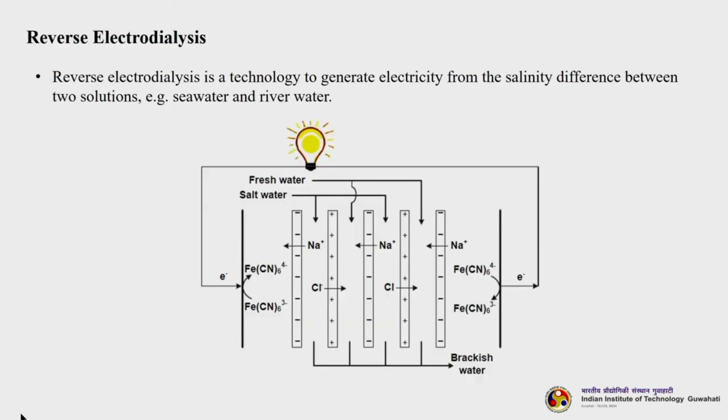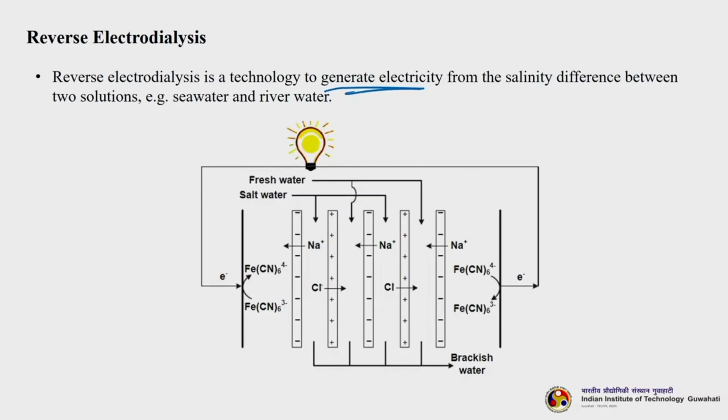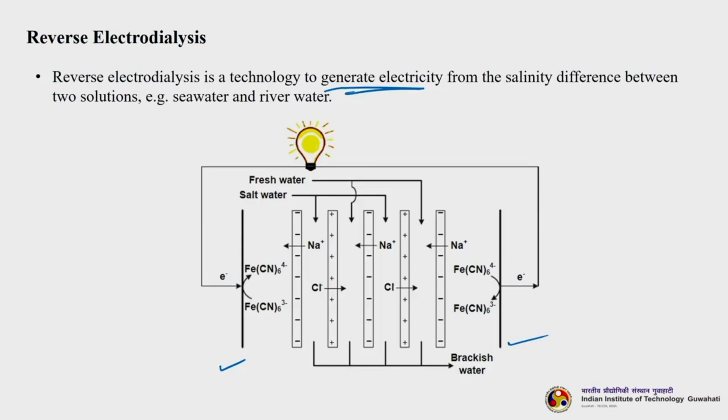Now, students, let us understand what reverse electrodialysis is. We have discussed ED; what is RED, or reverse electrodialysis? It is a technology to generate electricity, which is very important. In ED, we are not generating electricity, but here the concept is the same, and we can generate electricity from the salinity difference between the two solutions, that is sea water and river water. You can see there is a cathode and an anode. You are feeding sea water into chamber 1, and into chamber 2 you are feeding fresh water, that is river water.